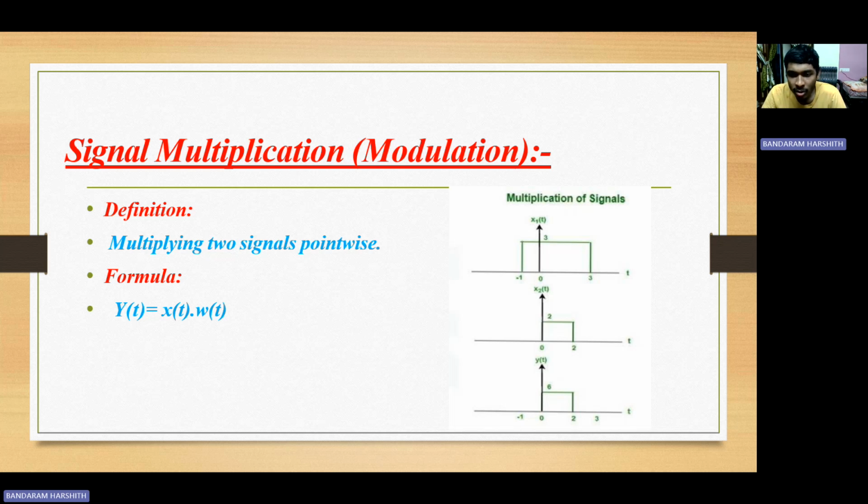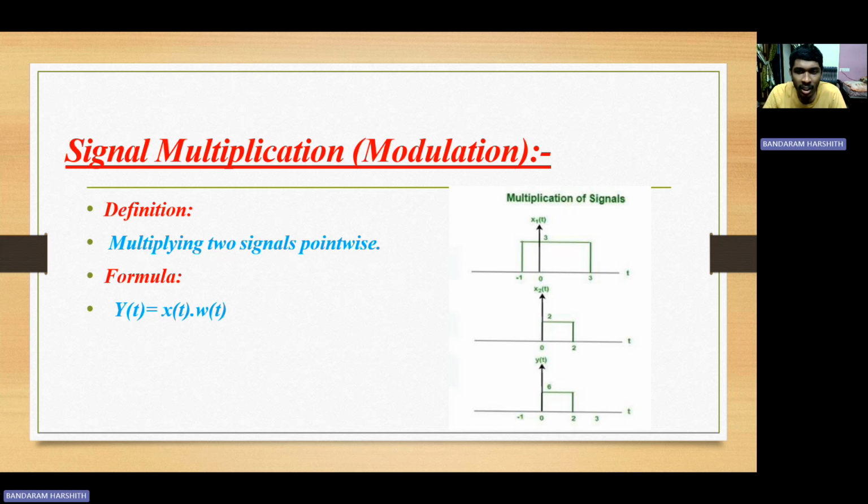And for the interval 0 to 2, the x2 of t value is 2. And for the interval 0 to 2, the x1 of t value is 3. And on multiplying in that interval, the value is equal to 6 for y of t from 0 to 2.